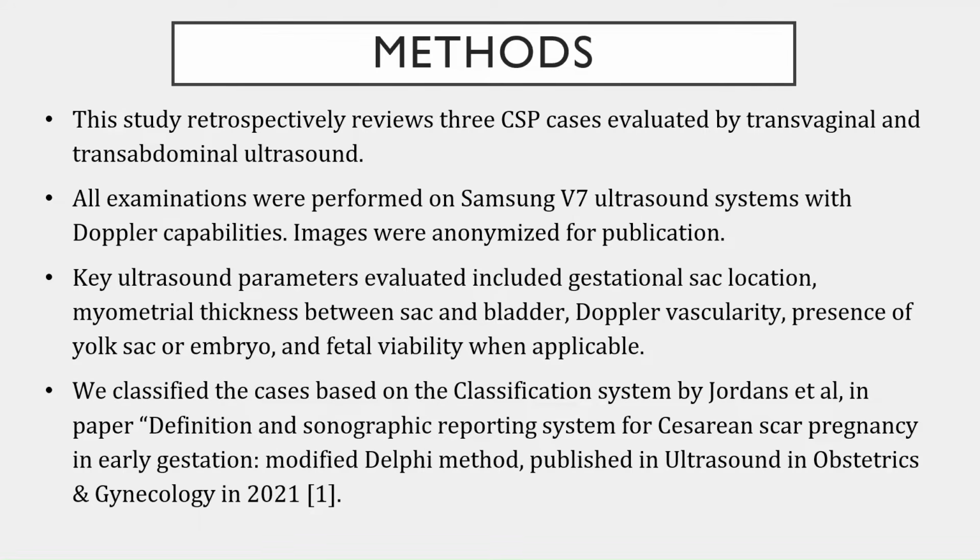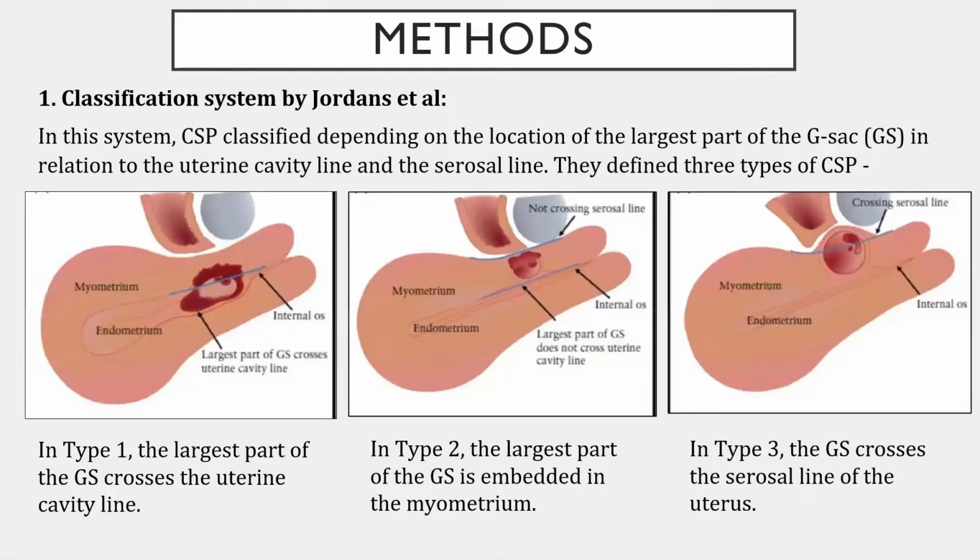The study is a retrospective review of three CSP cases evaluated by transvaginal and transabdominal ultrasound, and all examinations were performed on Samsung V7 ultrasound system. We classified the cases based on the classification system by Jordan et al. In this system, they classified CSP into three types. In type 1, the largest part of GSAC crosses the uterine cavity line, and most of the sac is located within the endometrium. In type 2, the largest part of GSAC is embedded into the myometrium, and in type 3, the GSAC crosses the serosal line of the uterus.